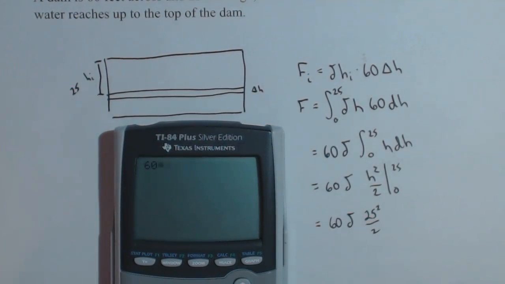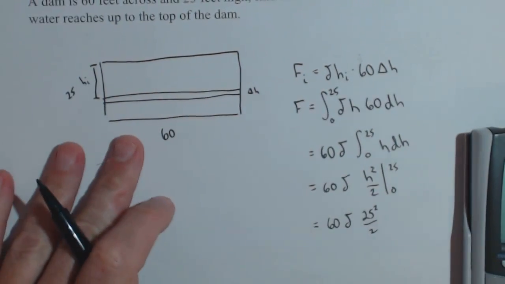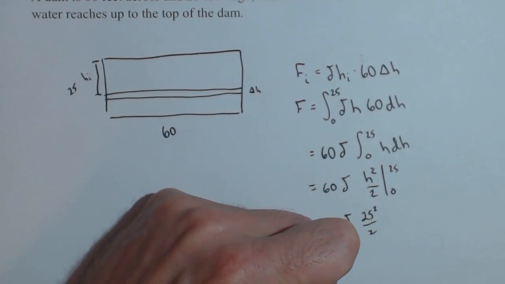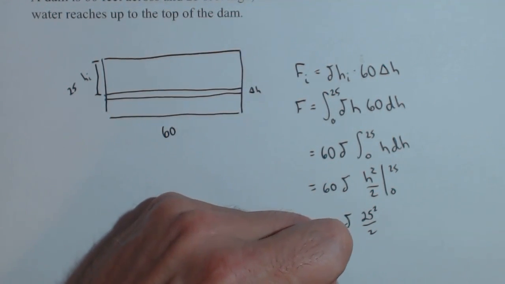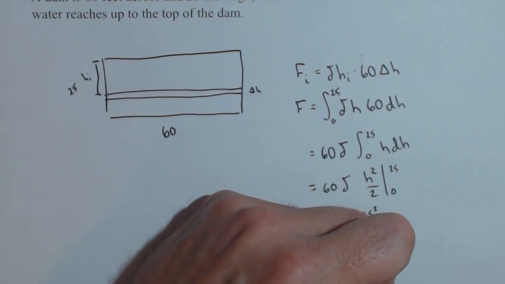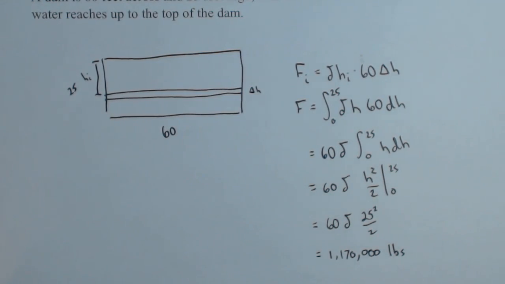So 60, I'll include my delta, which is 62.4, times 25 squared divided by 2. And we see that we are going to have, equals 1,170,000 total pounds of force. So we're looking at a force now, so the units are pounds.